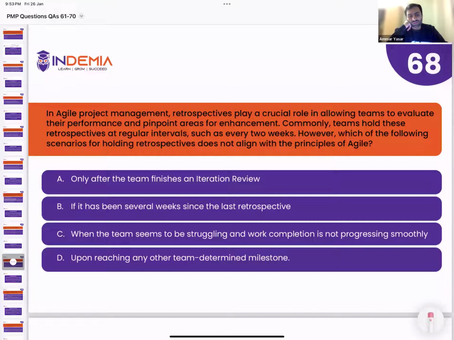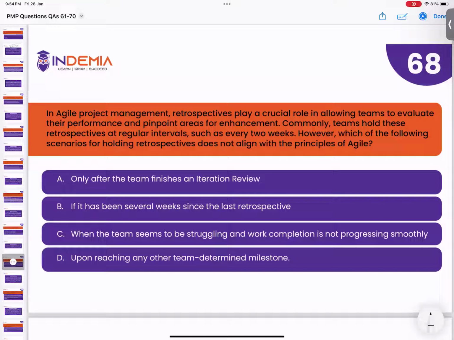Whenever the team struggles or there's a serious problem, the team can reflect on their progress, and a lesson learned could be helpful. So option C is correct, right? Yes. But sometimes people do it regardless, just to be sure that we are doing it right, or to congratulate everybody. Yusuf, the question says not aligned with the principle.